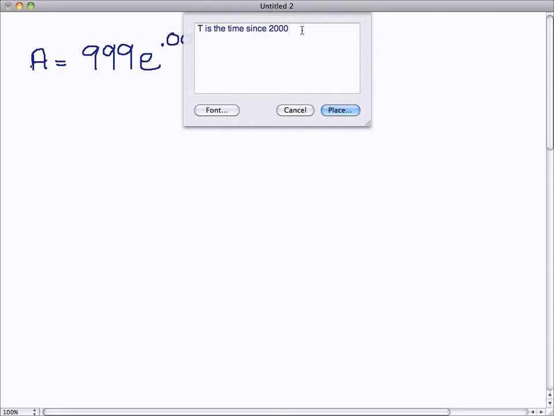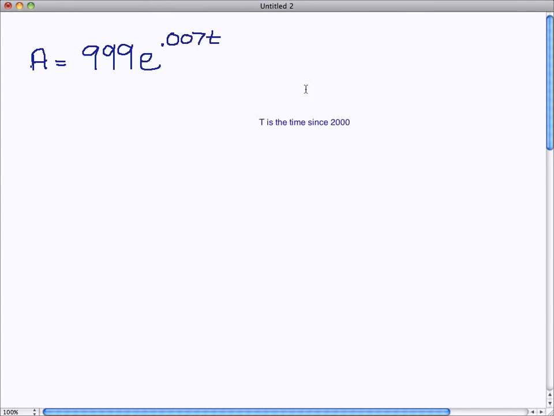2000. And let's pretend, for whatever reason, that we are interested in when that population will reach 2,000 million, or 2 billion people. So we're going to fill 2,000 in for our A, or our end population, and keep the rest of the formula the same.